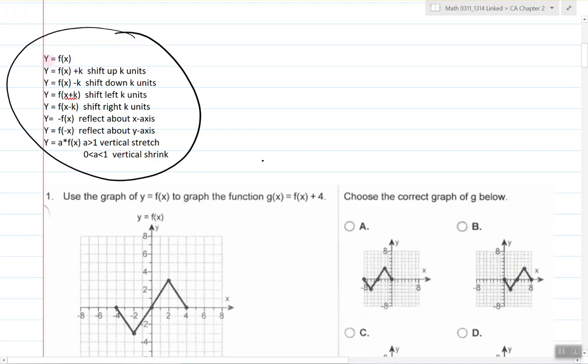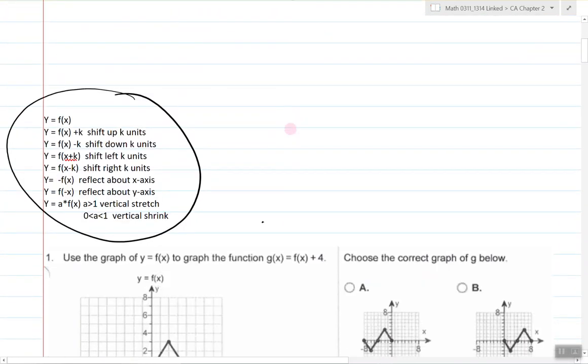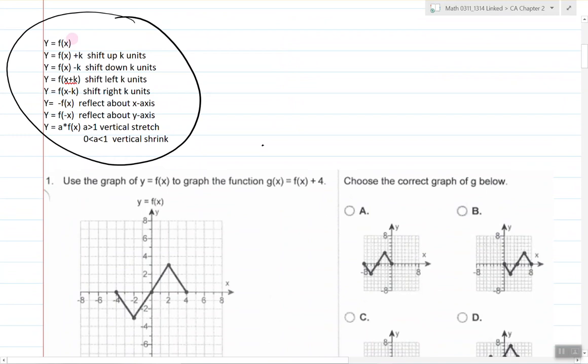Suppose you have a function y is equal to some function of x. Now it can be one of these, it could be anything. If it is a function of x, if you add k outside of whatever the function is, say it's x squared plus 2, it will shift up k units. If you have the function and you subtract a constant, like y equals x squared minus 3, it will shift the function down 3 units.